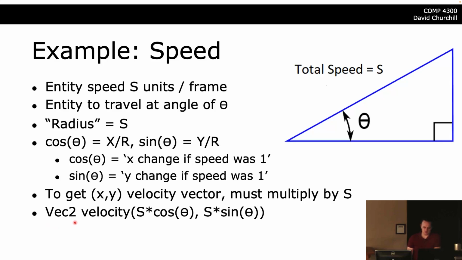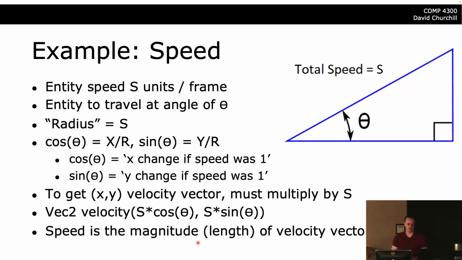So we have our vec2 velocity. So the velocity is the x and y change. The speed is the magnitude of velocity, or the length of the velocity vector. So the velocity from a speed and an angle is just s times cosine theta, that's the x change, and s times sine theta, that's the y change. Pretty simple stuff. And again, speed is the magnitude of that.